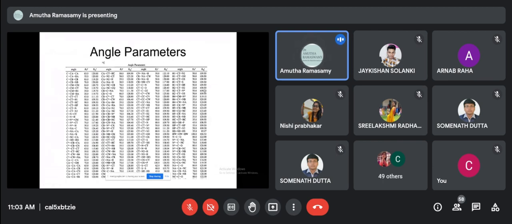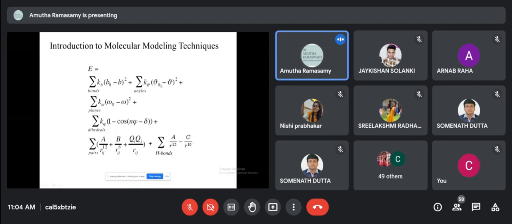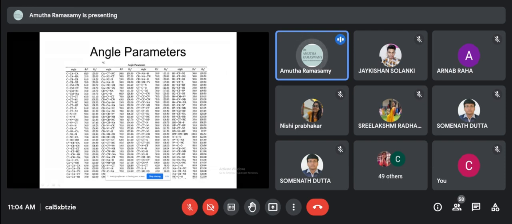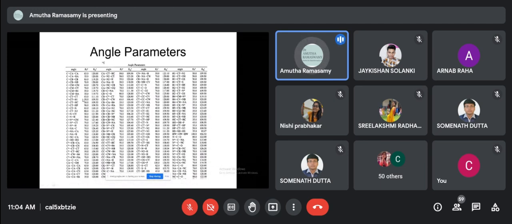Similarly, you have an angle. What is the equation of the angle? Theta 0 minus theta the whole square. There is an angular force constant, so you have a force constant and a theta equilibrium value. What is making the angle? C, CA, CA; C, CA, HA; C, CB, CB. These are all the types, but you have to choose according to what is in the molecule. The template itself will take the value and use it.